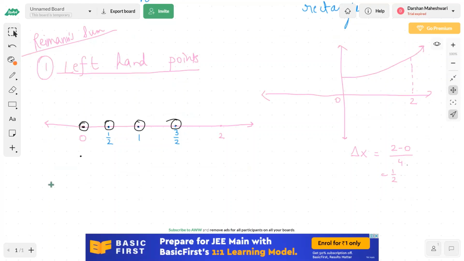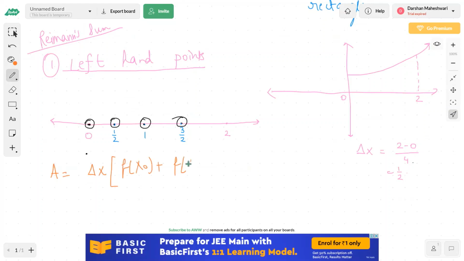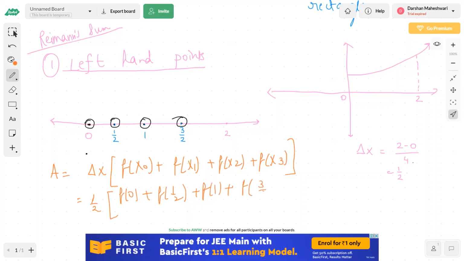Now, how does the area look like? Area will be delta x times f of x0 plus f of x1 plus f of x2 plus f of x3. That's how the area looks like. So delta x is just 1 over 2. f of x0 is f of 0, then f of 1 over 2, then f of 1, then f of 3 over 2. This is the approximate value of the area.